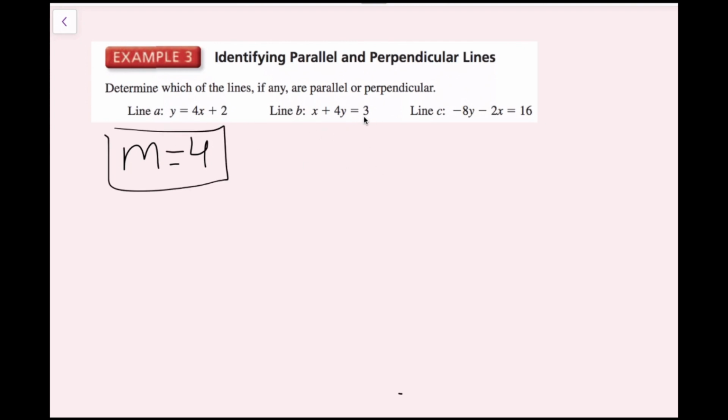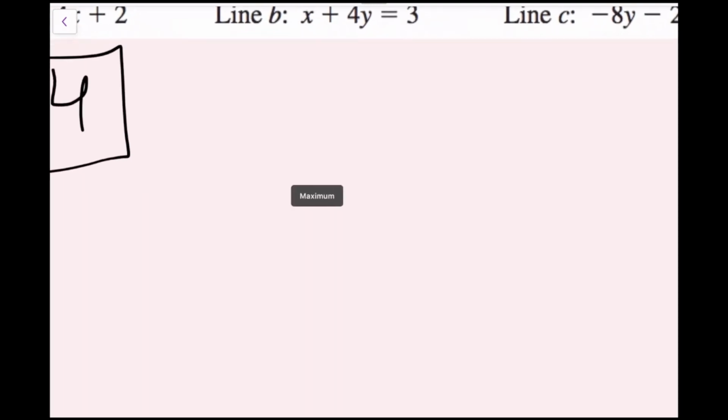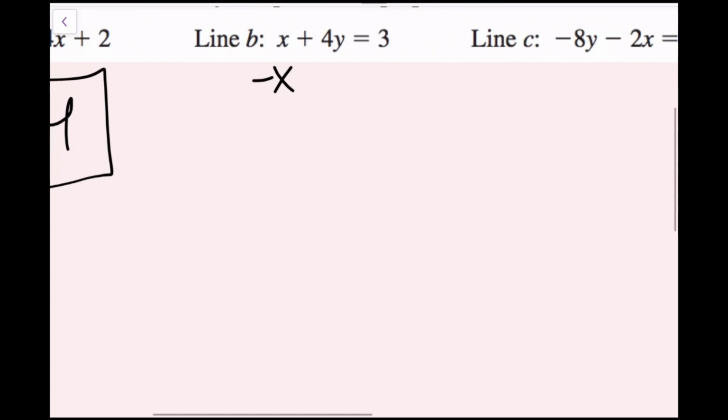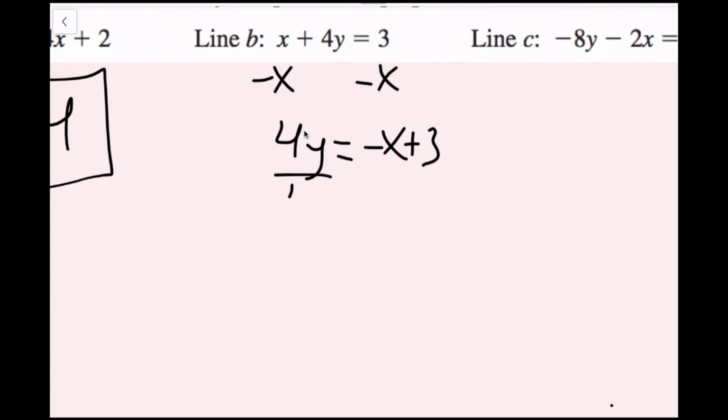Line B is in standard form. It is not in slope-intercept form. So I'm going to convert it to slope-intercept form. I'll zoom in here first. I'm going to subtract x on both sides. So I get 4y equals negative x plus 3. Okay. And remember, I always want my x term before my constant term. Now I'm going to divide the entire equation by 4. That's every single term. And I get y equals negative x over 4 plus 3/4.